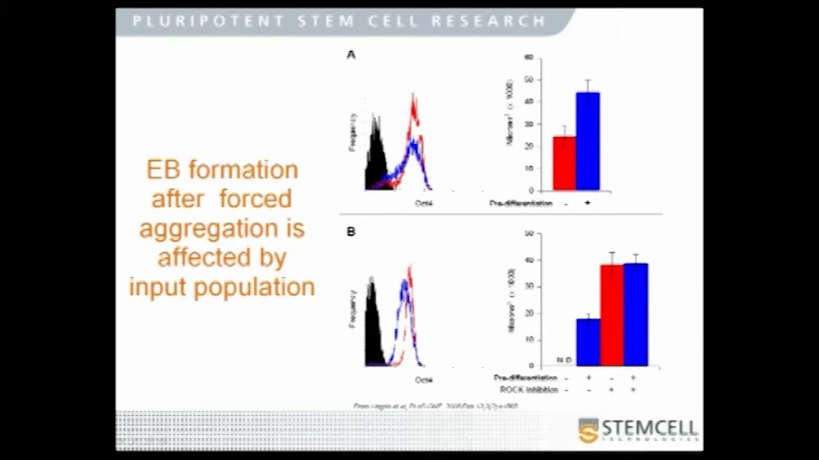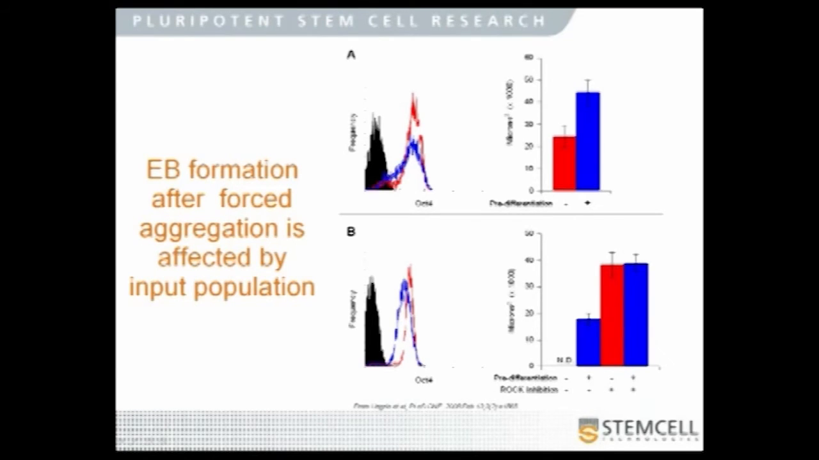So you can see the OCT4 peak is developing a shoulder on the left-hand side, indicative of at least a partial differentiation of the population. On the right-hand side is a bar chart showing cross-sectional area of aggregates formed from the same number of input cells, either from the original ES population in red or in blue from this pre-differentiated population.